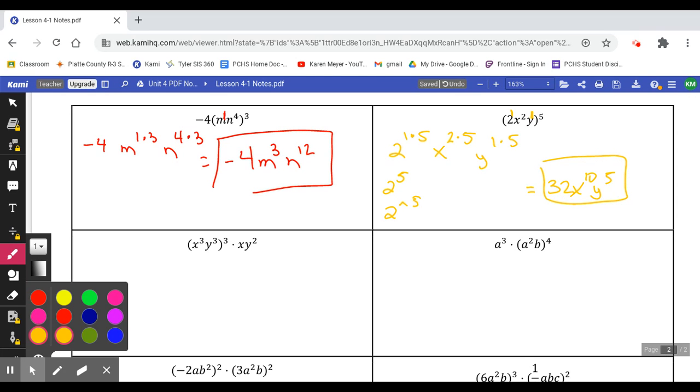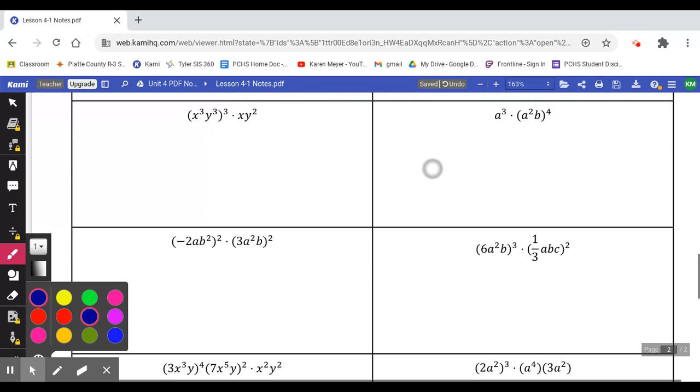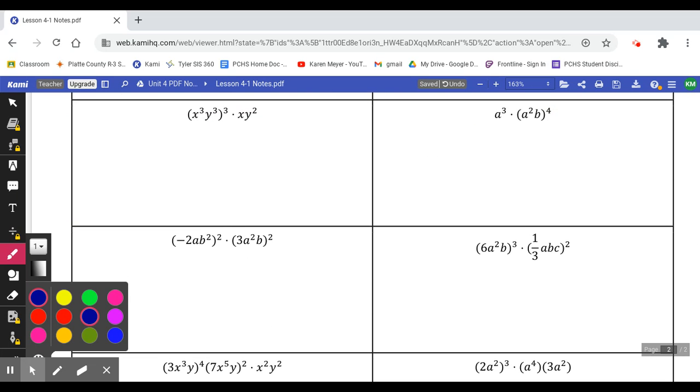Okay, so now we're just going to make the problems a little bit more challenging as we go by throwing more things at you. For these problems, I would always start with the ones that have a power outside the parentheses first. So on the first one, you're going to go x to the 3rd times 3, y to the 3rd times 3. That will give me x to the 9th, y to the 9th.